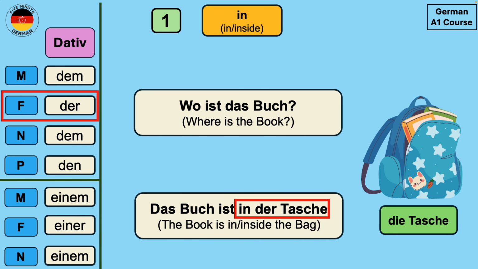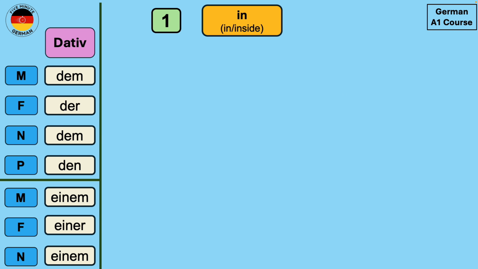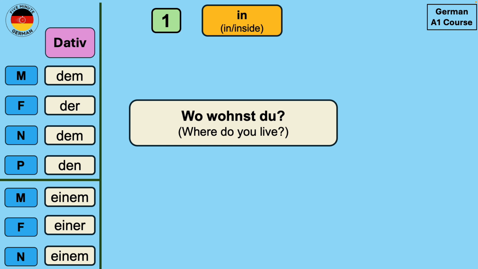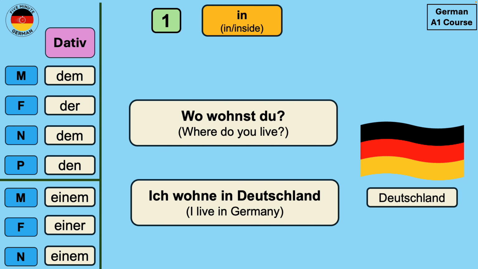Where there is the definite dative article for feminine. Now, in is also used if you want to tell where you live. For example, if somebody asks you, wo wohnst du? Where do you live? Then you can say, ich wohne in Deutschland. I live in Germany. Now you might have noticed that we have not used any article over here.